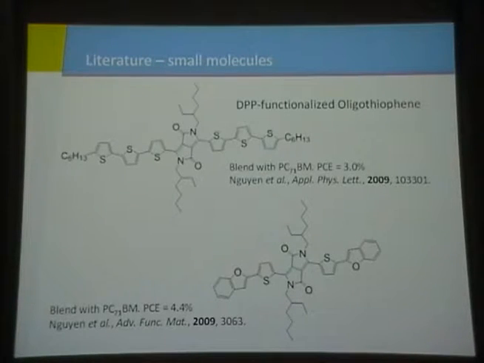Very recently, the group of Professor Bazan at the University of California, Santa Barbara, has delivered pretty high solar cell efficiency with DPP-functionalized oligothiophenes. They have even shown higher efficiency, about 4.4%, depending very much on the morphology. The big difference between these results shows that these materials are very finicky about how the films are processed.